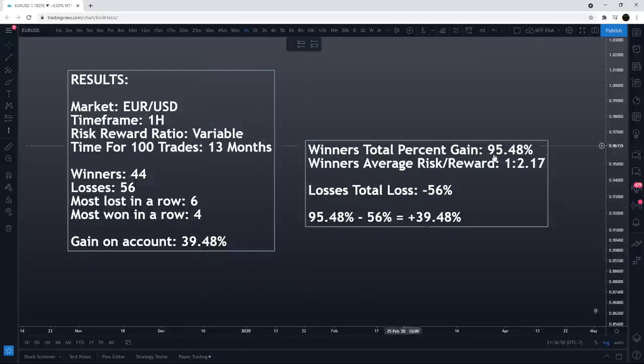39.48%. So here's the breakdown on the right side. Winners total percent gain was 95.48%. Winners average risk reward ratio was 1-to-2.17. And then of course the losses totaled to minus 56%. Each one is minus 1%, 56 losses. So net gain, 39.48%. So yeah, guys, again, it's subjective.